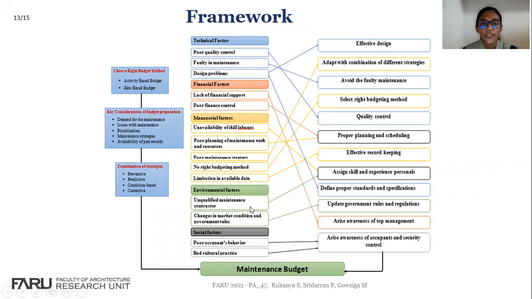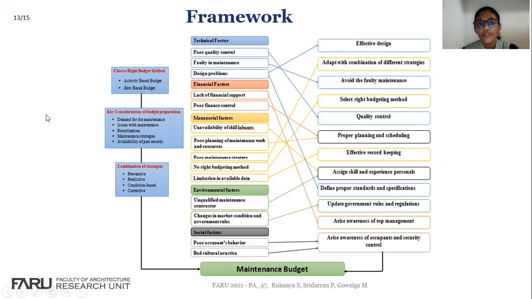And when it comes to the framework, this includes choosing the right budget method, key considerations that need to be considered when preparing the maintenance budget, a combination of different maintenance strategies, and also the barriers that affect the accurate maintenance budget and the strategies to overcome those barriers.